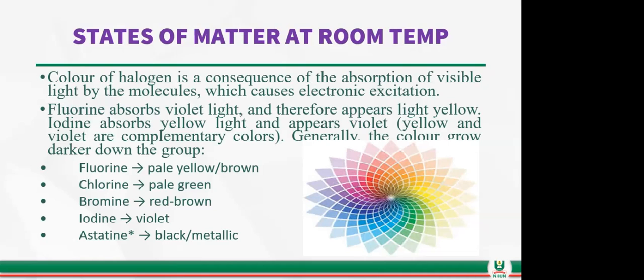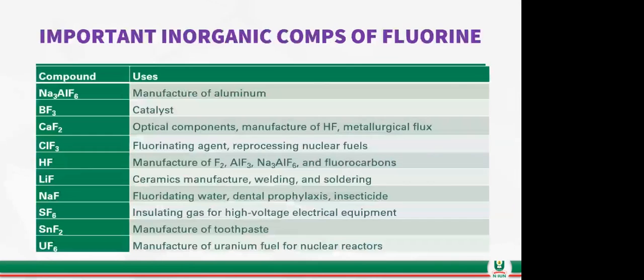Generally, the color grows darker as you go down group 17. See fluorine, pale yellow. See chlorine, pale green. See bromine, red-brown, becoming deep. See iodine, violet, and see astatine, black and metallic.